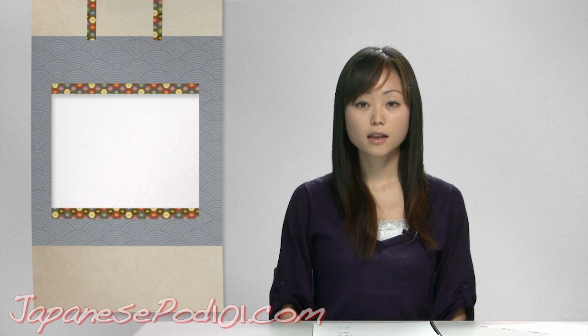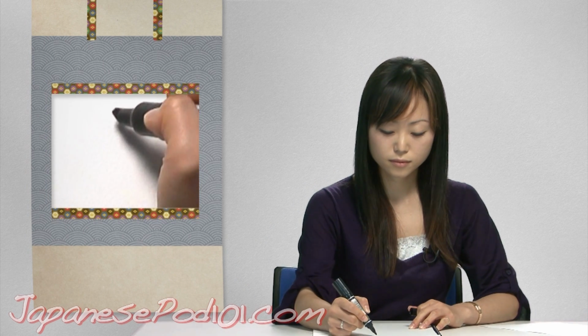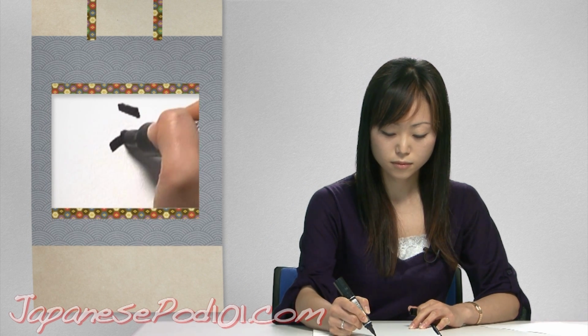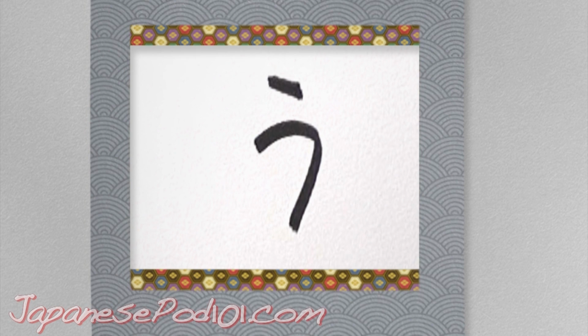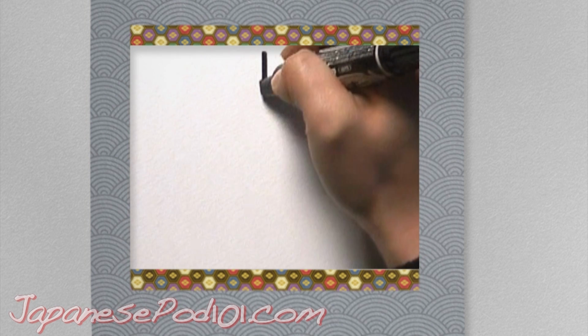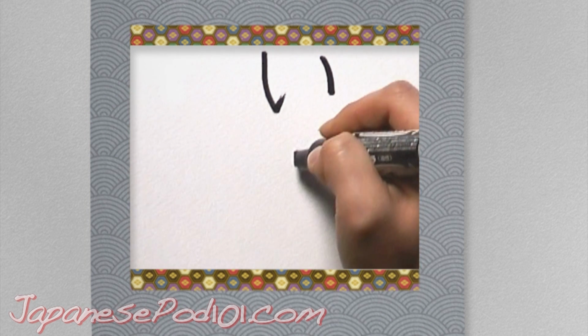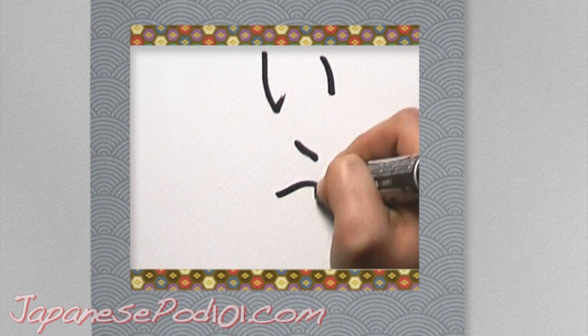Let's learn another character so we can write more words. Here is u. Make the top stroke angled like this, not flat. This is yu, which means to speak. And here is au, which means to meet.